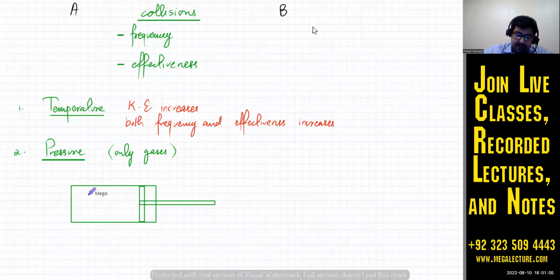So if you increase pressure, and this only applies to gases because gases are the only things that are compressible. So the moment you increase pressure, these particles will become closer to each other. This is what is meant by increasing pressure: you're compressing it. So the answer to this one is you increase pressure.